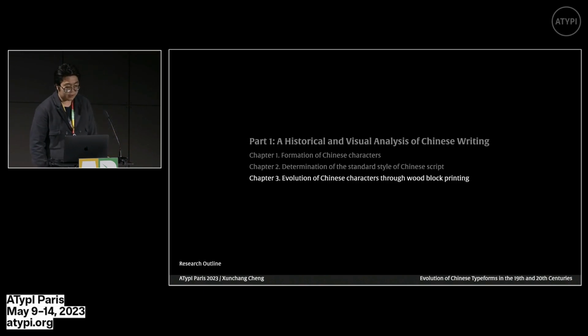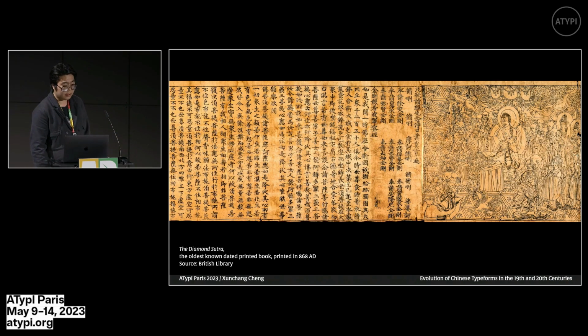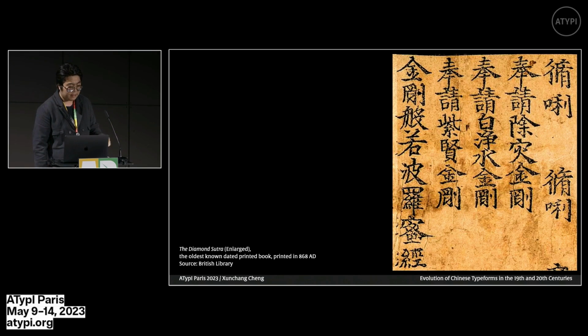My chapter 3 is the evolution of Chinese characters through woodblock printing. After the determination of the formation and style, Chinese characters started to change their shape, trying to adapt to different media. You can see here the enlarged version of the Diamond Sutra. At this time, I think the calligrapher and the engraver may have been the same person, and they wanted to engrave the characters exactly the same as written characters. So they kept the connection between strokes, but we can still see some traces of the engraving feeling. The shape of Chinese characters became really sharp and stiff.